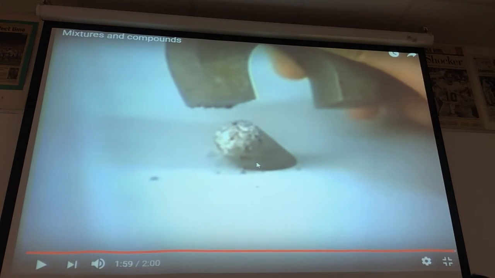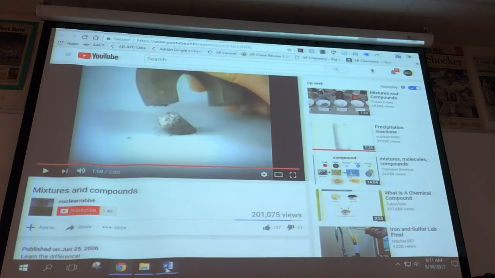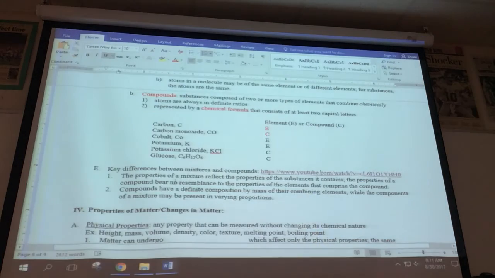So the compound has properties different from the elements that comprise them. And that is a key difference between mixtures and compounds. And that's what's indicated here. So hopefully you understand the difference between a pure substance and a mixture. Pure substances come in two types. What are those two types? Elements and compounds. You got it.